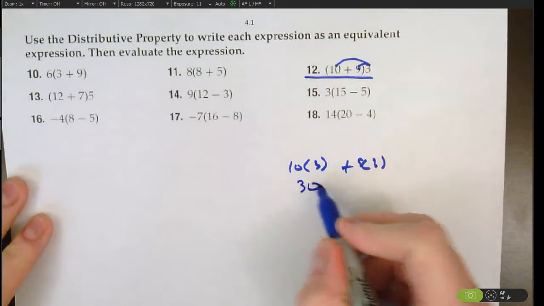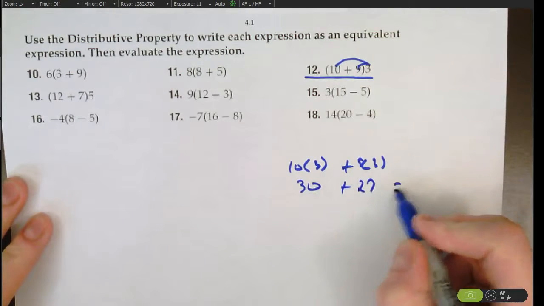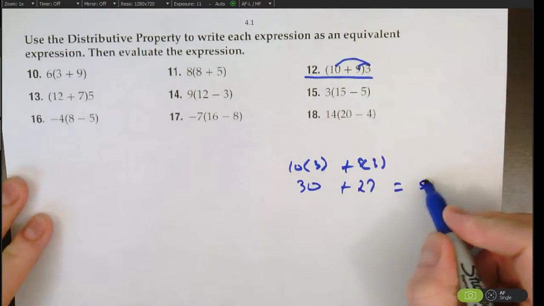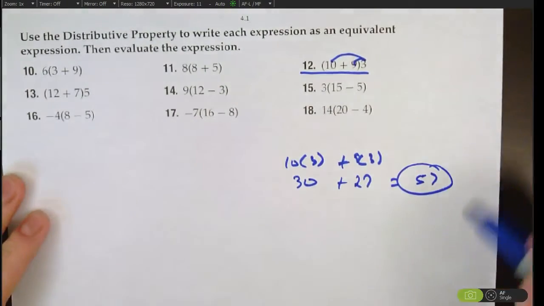Then 10 times 3 is 30. 9 times 3 is 27. And now we can add those together and get 57. So it'd be the same thing for the rest of them.